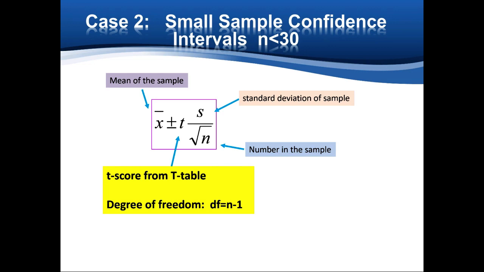Case 2. When sample size n is smaller than 30, the formula is similar to case 1, but use another table called t-table to find out the t-score. Now, I will show you how to find out the t-score.